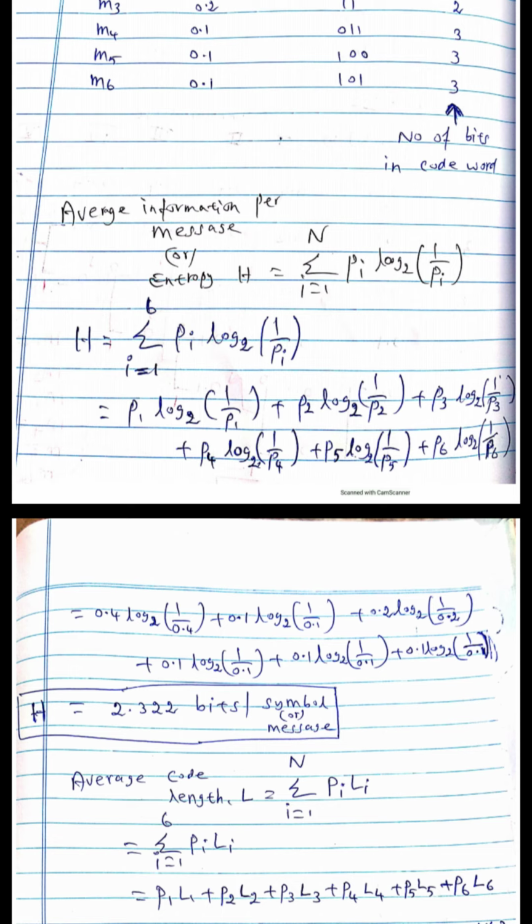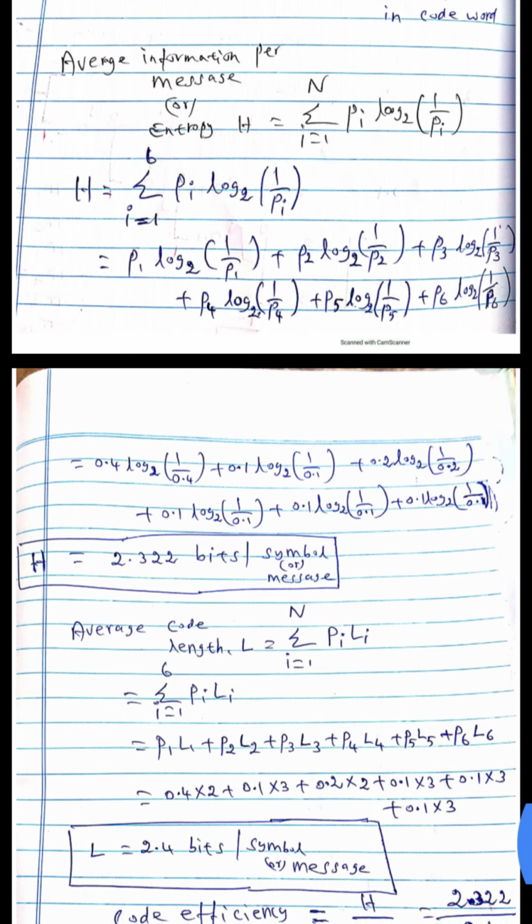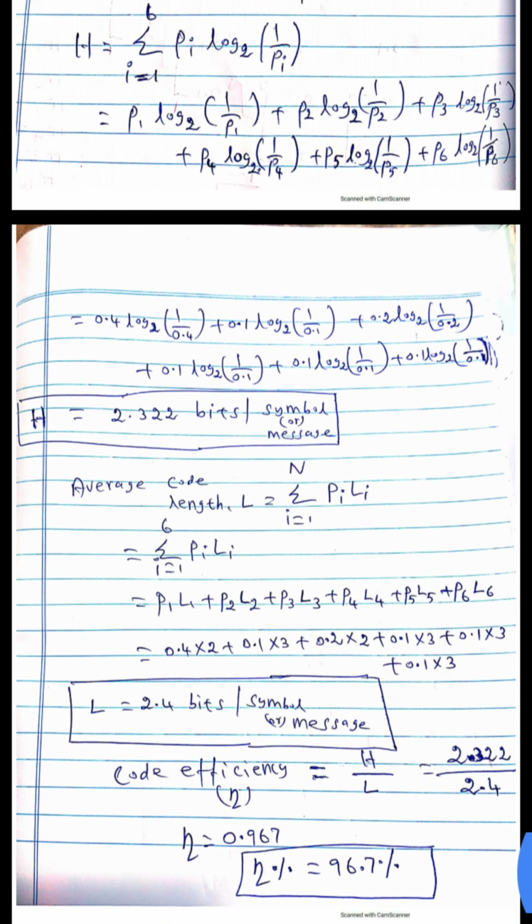Substitute the n value. Therefore H is equal to the summation i equal to 1 to 6 of p_i log base 2 of 1 by p_i. Substitute the i values: p1 log base 2 of 1 by p1, plus and so on, plus p6 log base 2 of 1 by p6. Now substitute the probability values p1, p2, p3, p4, p5 and p6, and simplify the equation. We get H equal to 2.322 bits per symbol or message.